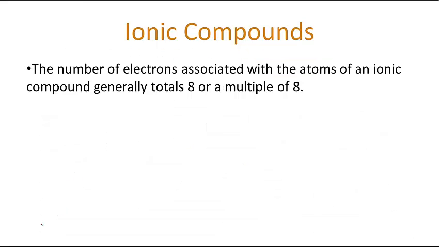So octet rule revisited. The number of electrons associated with the atoms of an ionic compound generally totals 8 or a multiple of 8. I don't like using this, though. I want it to be more something that you understand. You can figure out the charge of an ion by looking at the periodic table, and then you balance out the charges that way, and it tells you your chemical formula.